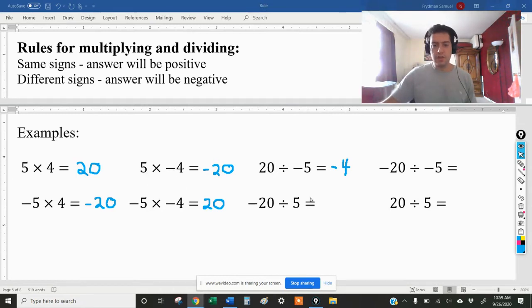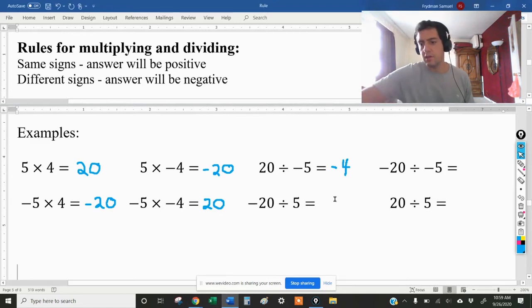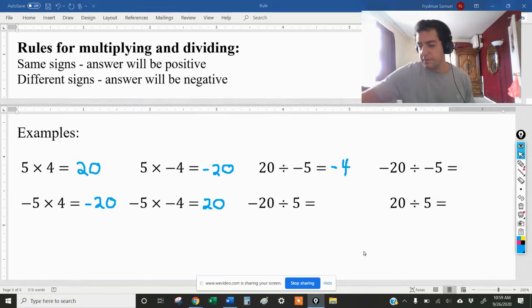All right, so let's just finish this up. We have a negative divided by a positive, so the signs are different. So this is going to be a negative answer. So negative 4. Here we have a negative divided by a negative, so the signs are the same, meaning that the answer will be positive. So this is going to give us a positive 4.